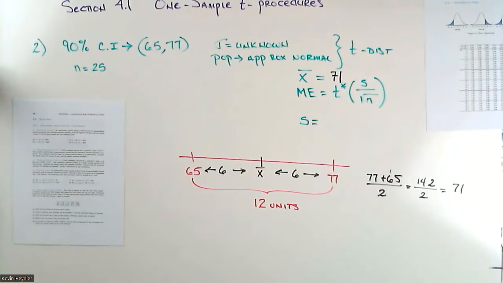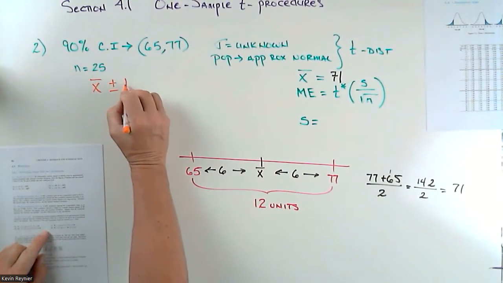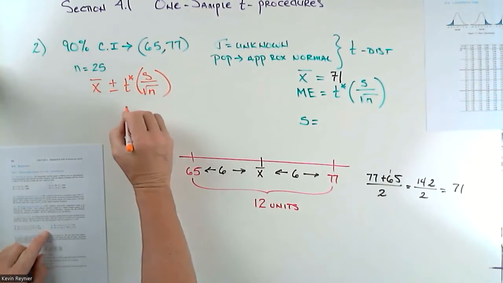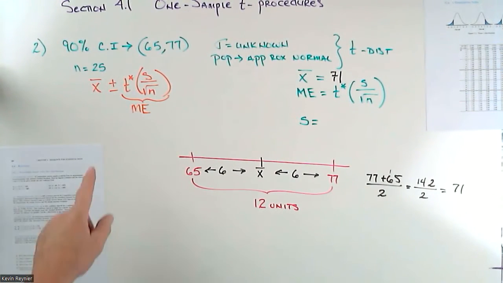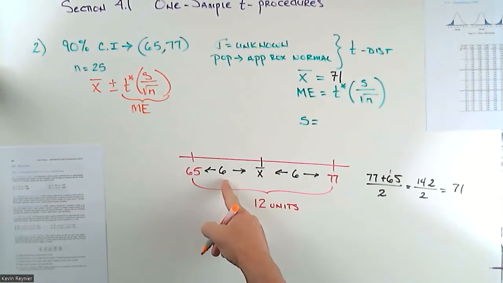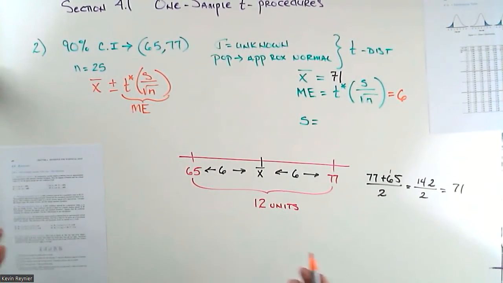Now, we need the margin of error. Well, the margin of error is based on our definition of a confidence interval, which is X bar plus or minus t star times s over the square root of n. This is, by definition, the margin of error. It's how far we go above and below the mean. Well, we can see right here, we go 6 above and 6 below. So our margin of error is going to be 6, right? That's half the width of our confidence interval. It's the width from the mean to the end point of our confidence interval.